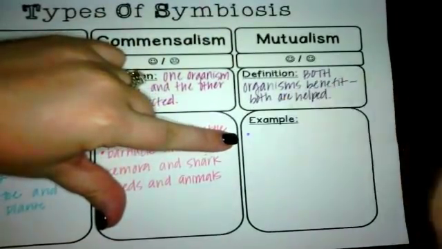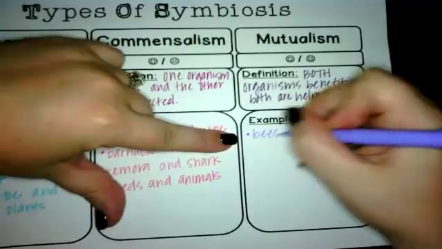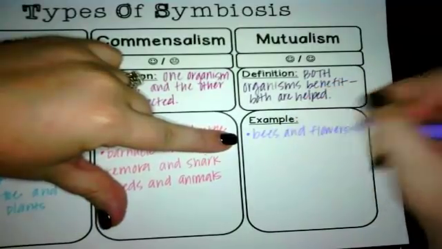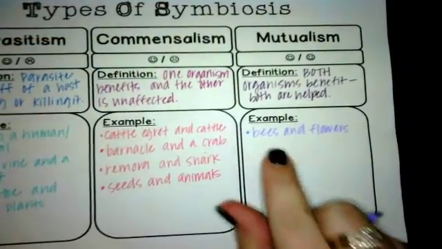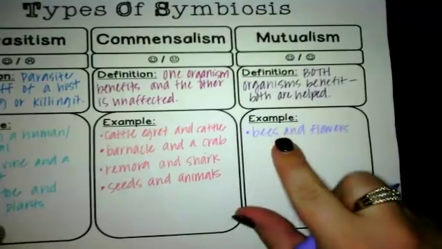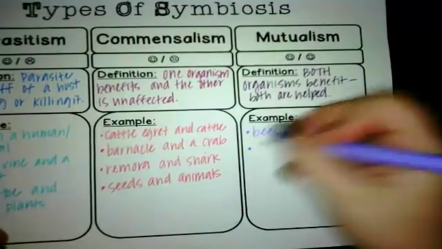All right, examples. Bees and flowers. Okay, so in this situation, both benefit. Okay, flowers get their pollen spread from place to place, and bees get help with their job. So that's a good situation for everybody involved.